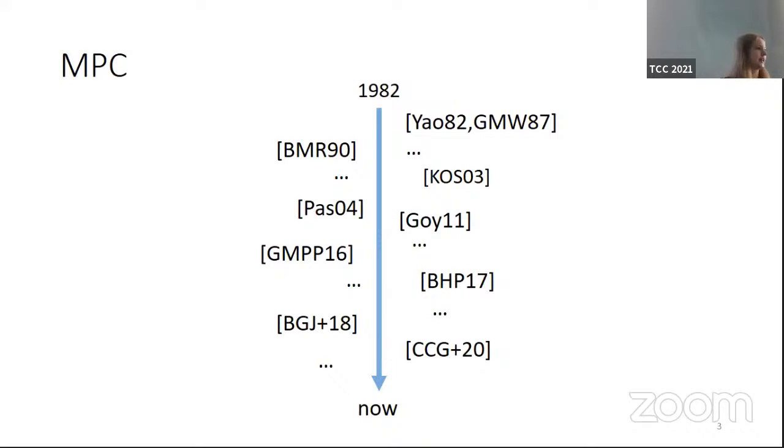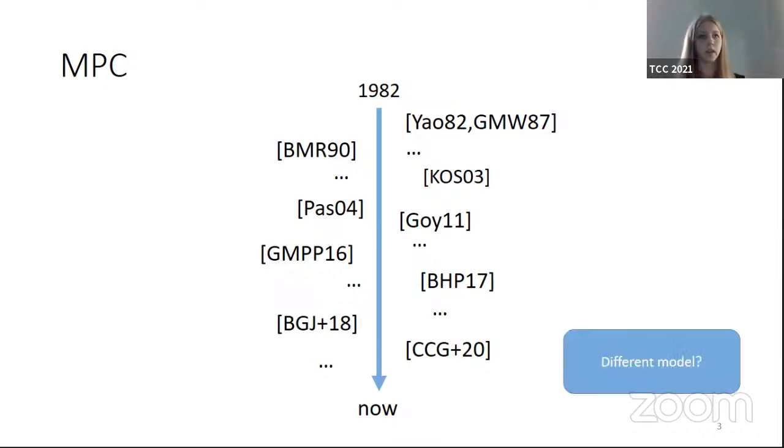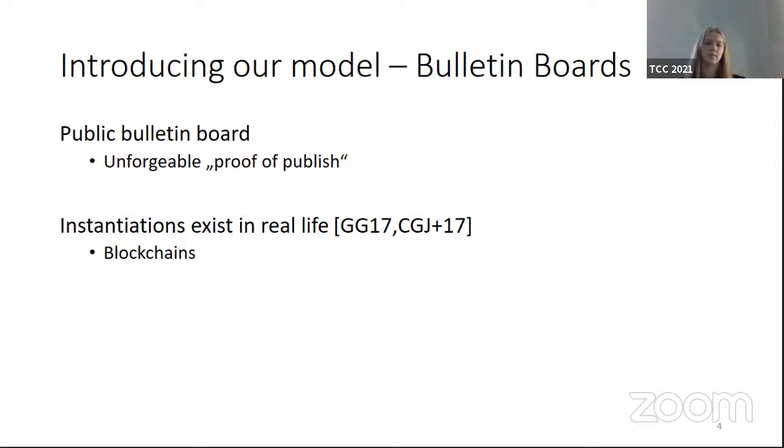Since its introduction in the 80s, there has been a lot of research on MPC, and now we know that 4 rounds are both necessary and sufficient for MPC in the fully malicious case in the plain model. However, ideally, we would like to get something better than 4 rounds, possibly by changing the model. I will now introduce you to ours. First, we assume public bulletin boards, and we require an unforgeable proof of publication. As multiple prior works noted, such bulletin boards exist in real life, with the most notable example being the blockchains.